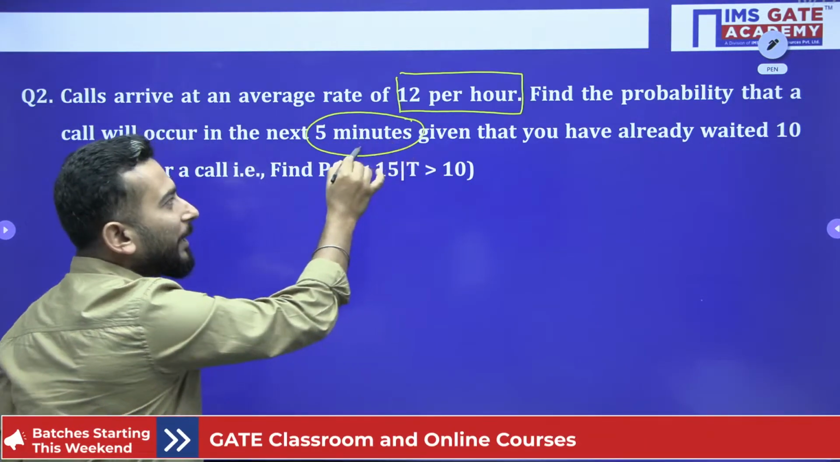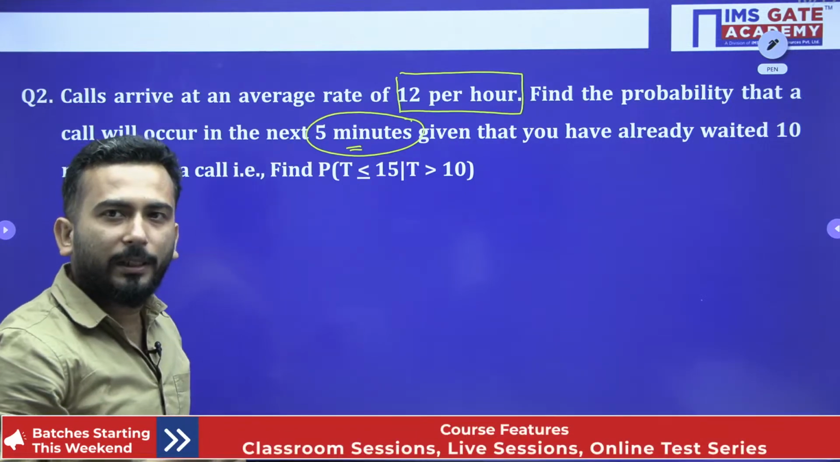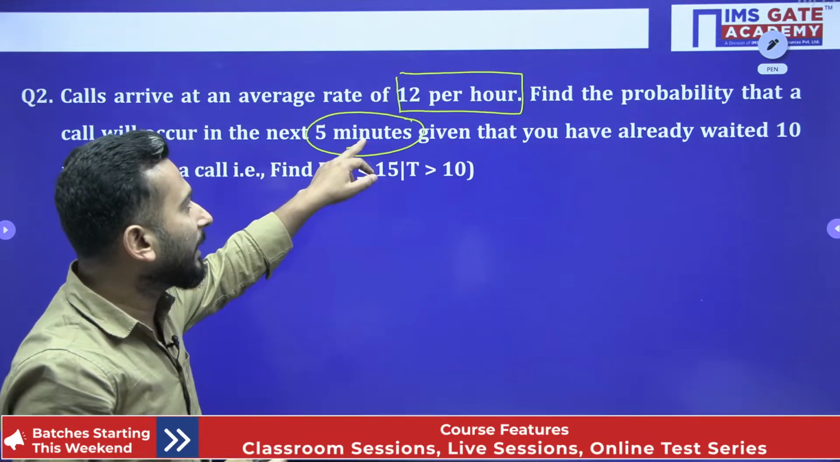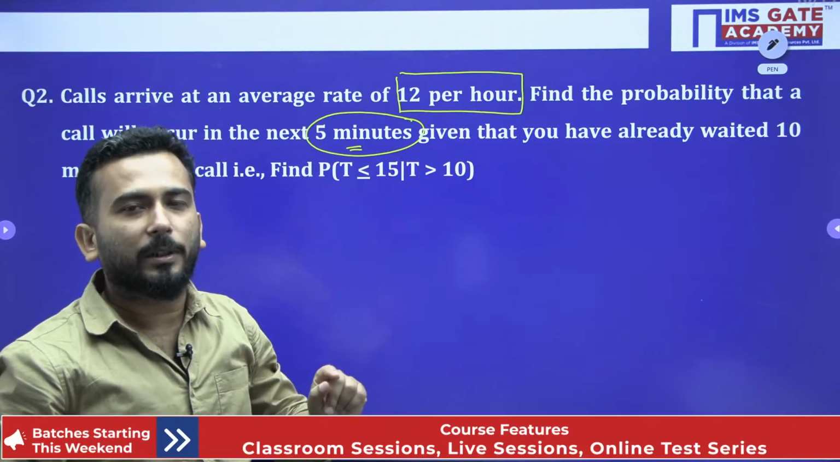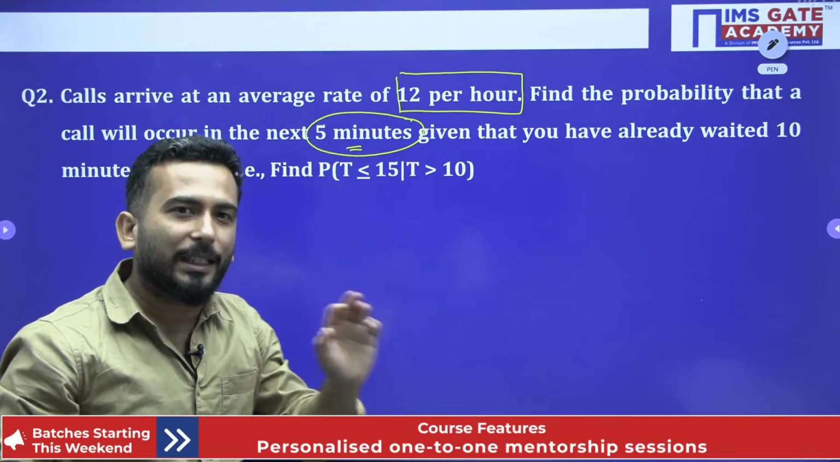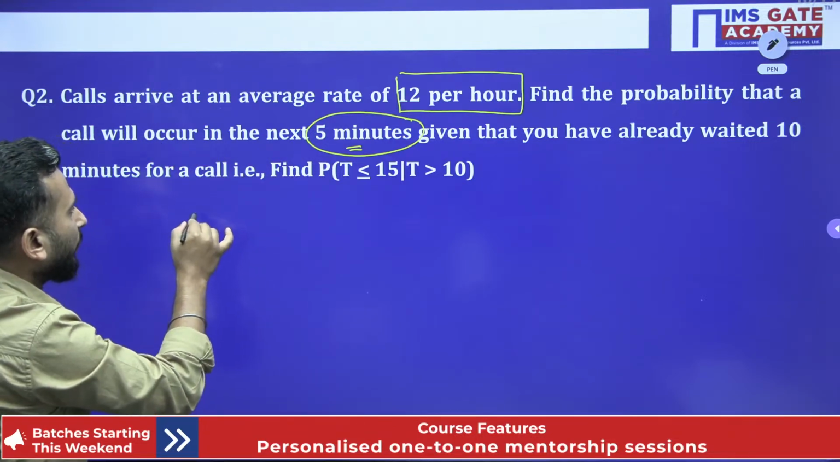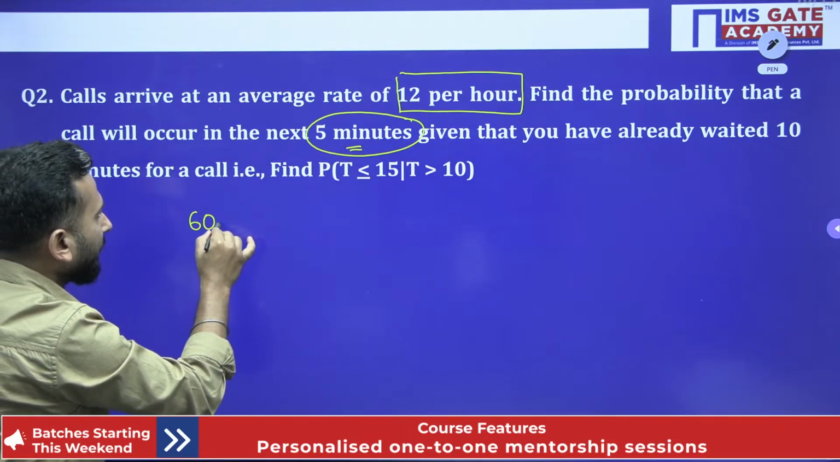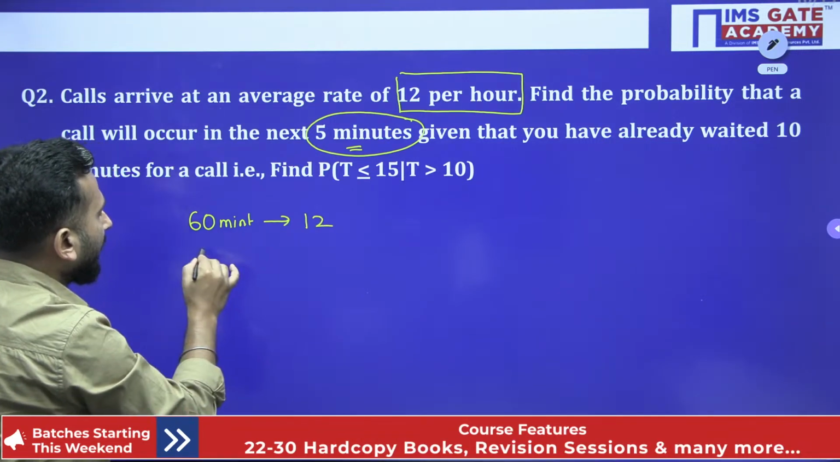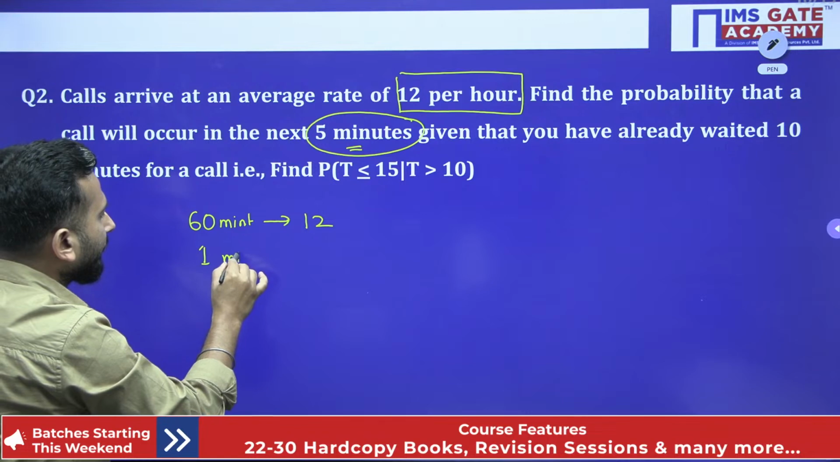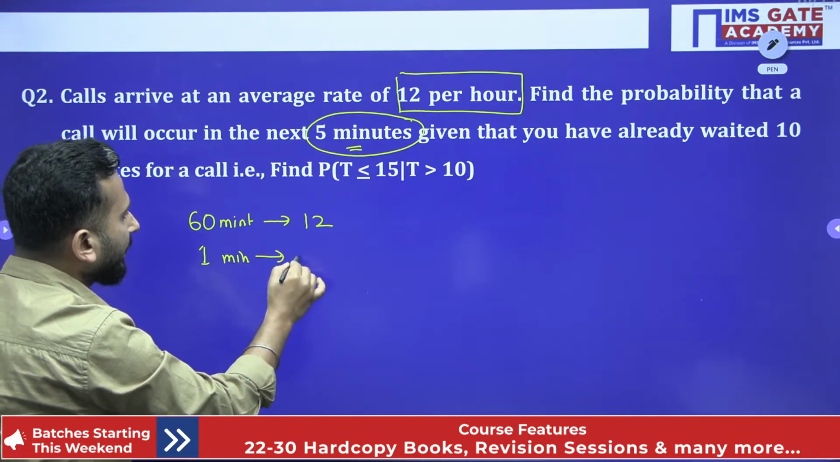My dear friends, when you see minutes, you would know that this should not be in per hour, this should be in per minute. And immediately, the first thing you will write is that in 60 minutes, if 12 calls are coming, so in 1 minute 12 by 60, that is 1 by 5.